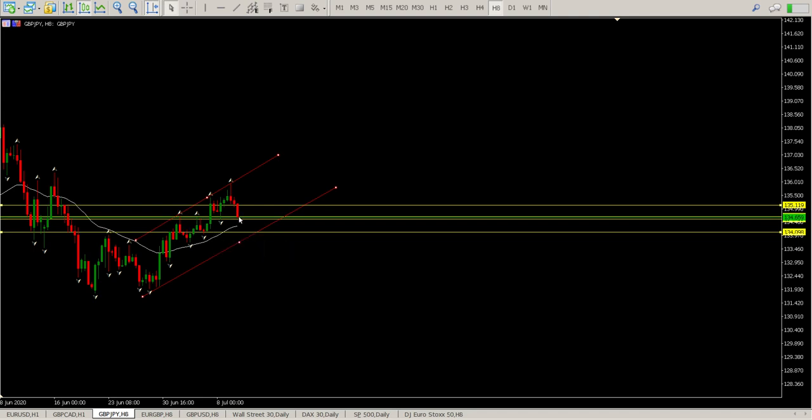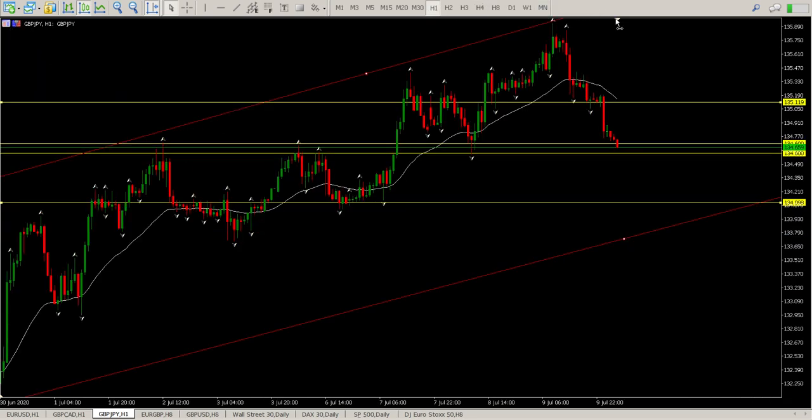Either way, if we do get through this level, there's probably a short to this area here and then a long. Trend is up at the moment. This is probably just a pullback as far as I'm concerned right now. But it is worth watching, as there are trades either way.